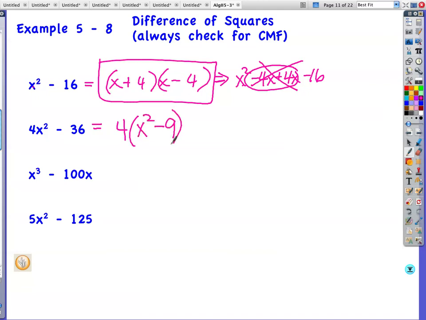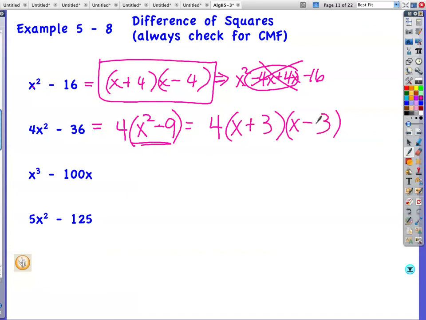But here's the kicker. X squared minus 9 is a difference of squares. This is the difference, meaning subtraction. These are both square numbers. So I keep the 4. It does not disappear, and I write out 2 sets of parentheses. What times what gives me x squared? X and x. What times what gives me 9? 3 and 3. So I have a plus 3, I have a minus 3.